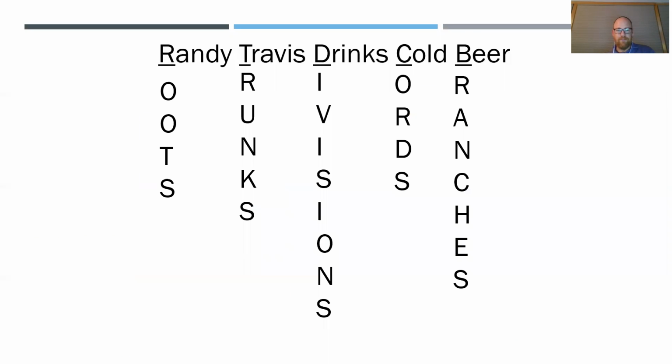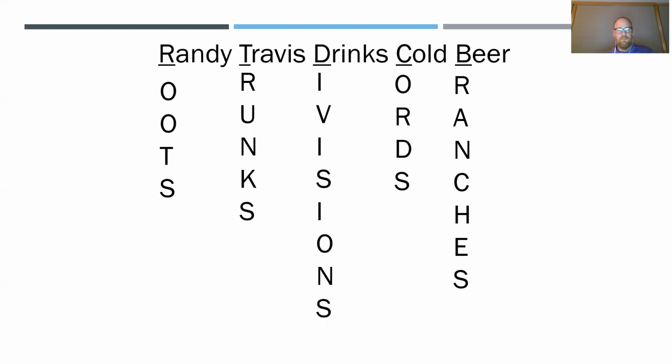So Randy Travis drinks cold beer. Roots: C5 through T1, those are our nerve roots. Then we have trunks. I will talk to you about the trunks. We'll explain those. Divisions. Cords and branches. Roots, trunks, divisions, cords, branches.